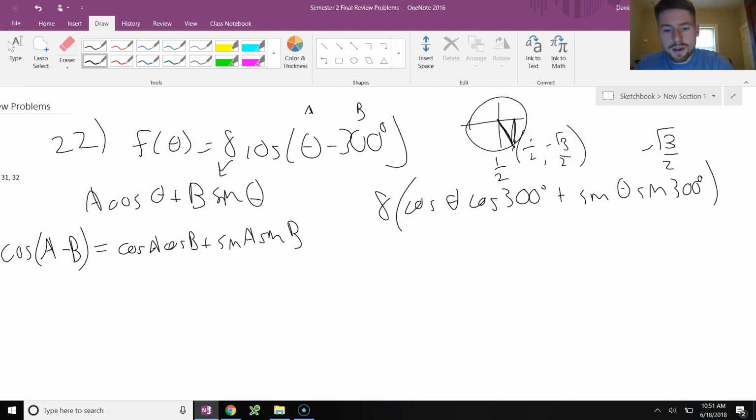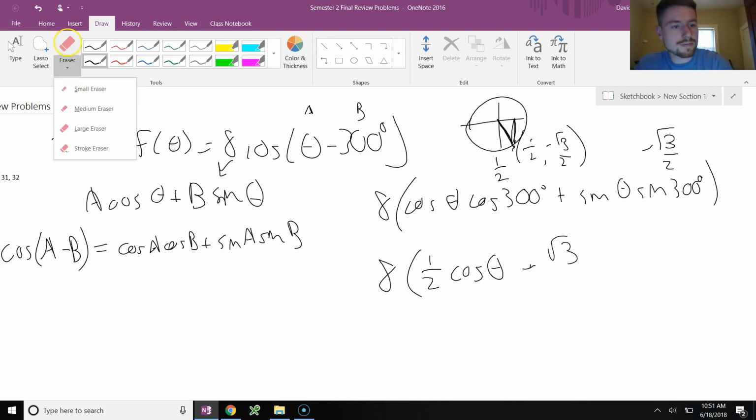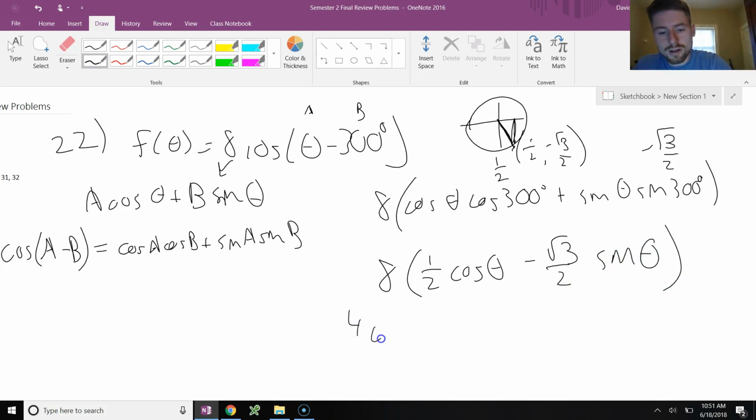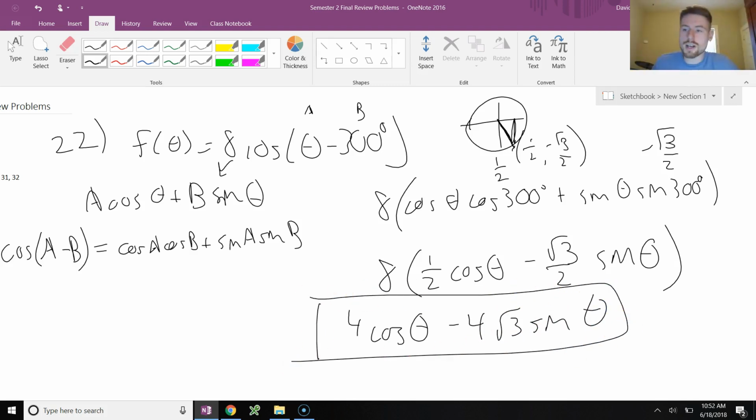And so that tells us now we have 8 times 1/2 cosine theta, minus, because it's negative square root 3 over 2, sorry, minus square root 3 over 2 sine theta. Multiply everything by 8, and that gets us 4 cosine theta minus 4 root 3 sine theta. And there's our linear combination of cosine and sine.